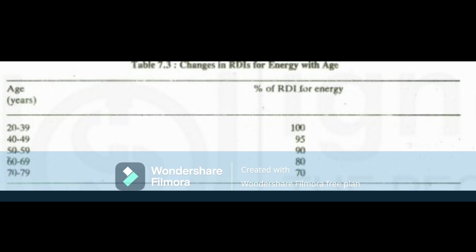Using this table, let us learn how to calculate the energy requirement. Consider a sedentary adult man.